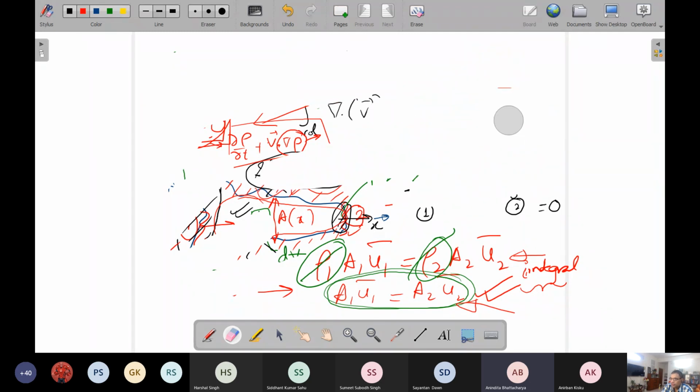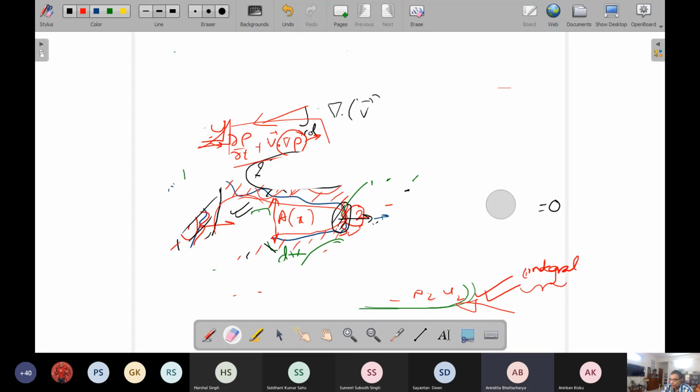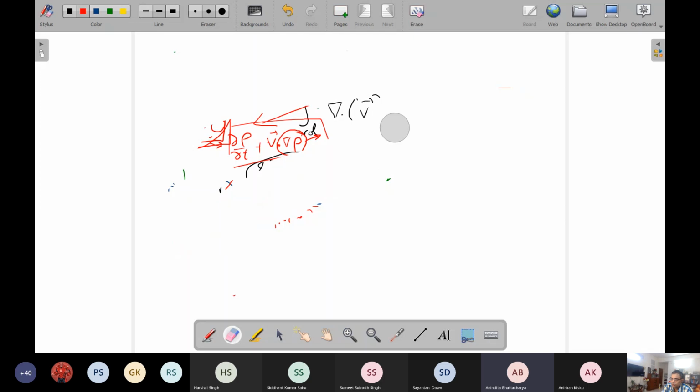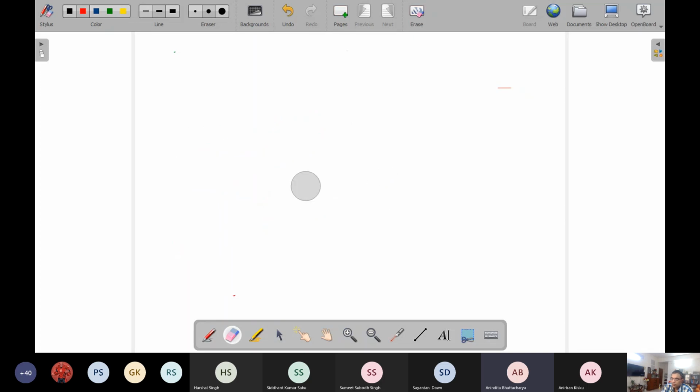So the discussion on this is not yet over. The climax is still left, and what is left is that you are in the junior classes, you are writing A1 V1 equal to A2 V2. In fact, with that we started.